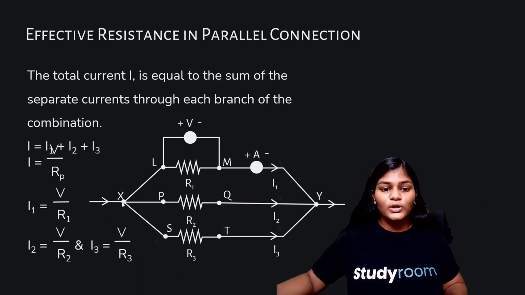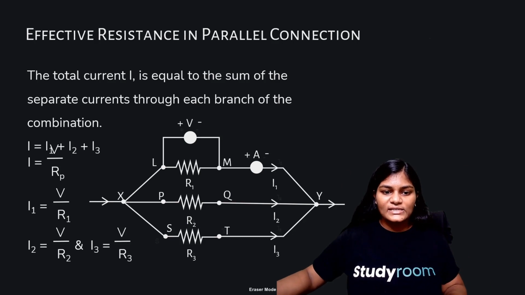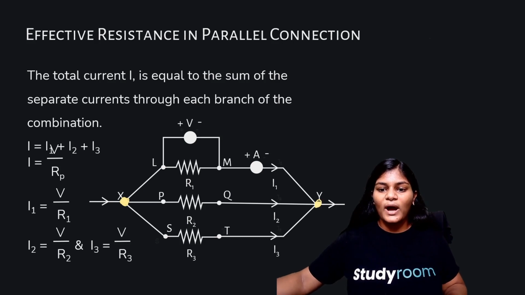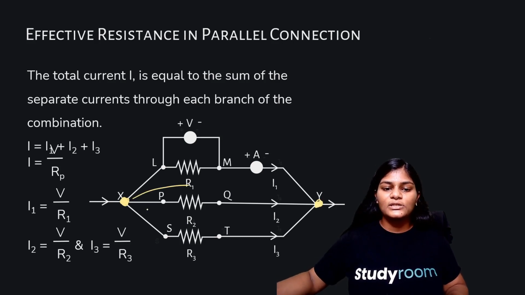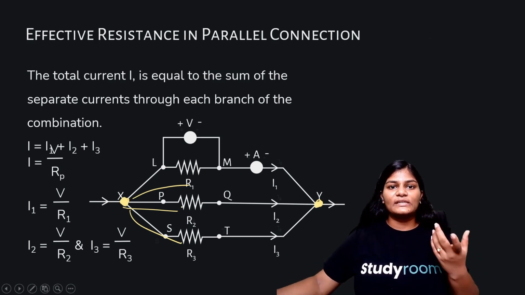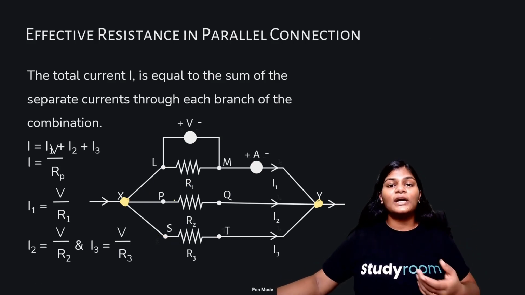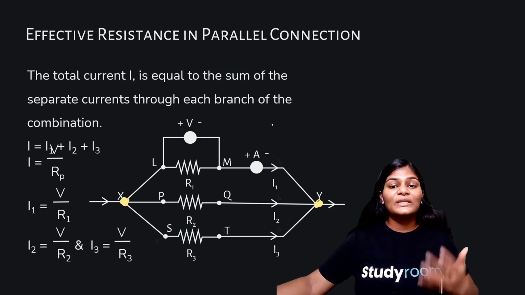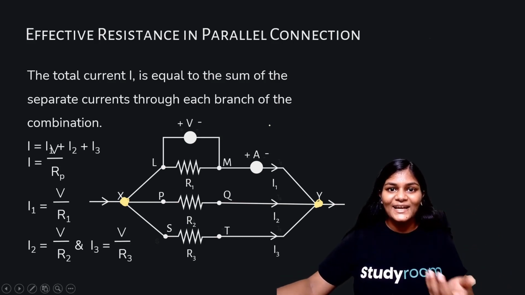Look at this. Look at the figure that is given to you, X and Y. So the potential difference is actually between this point X and this point Y. And since all your resistors R1, R2 and R3 are all connected between points X and Y, the potential difference across all 3 is actually going to be the same, right?